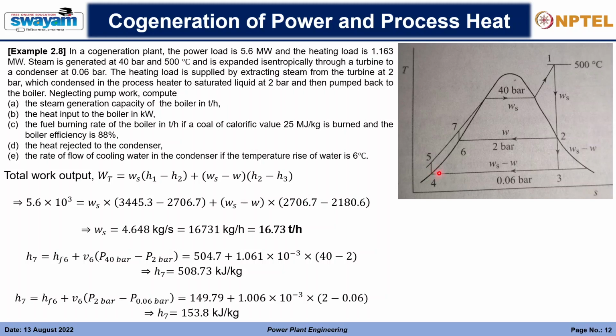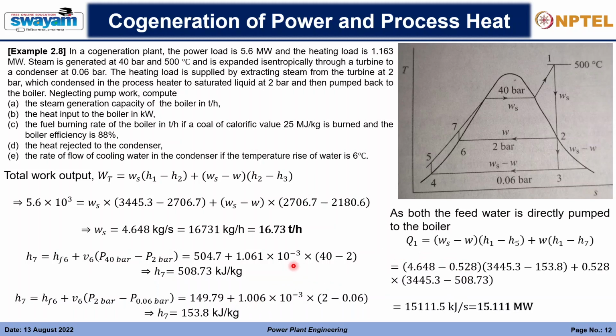Similarly, we will also get the H5 by the pump work added to the H4. So accordingly we get the H7 and later we got the H5. So I think this should have been H5 and H4 here, sorry. So H7 would be 508.73, H5 would be 153.8.